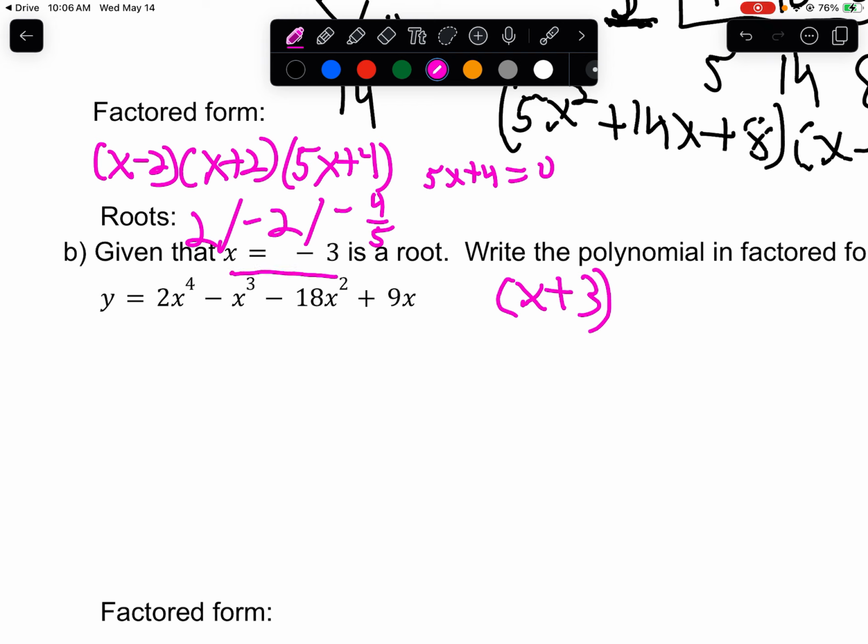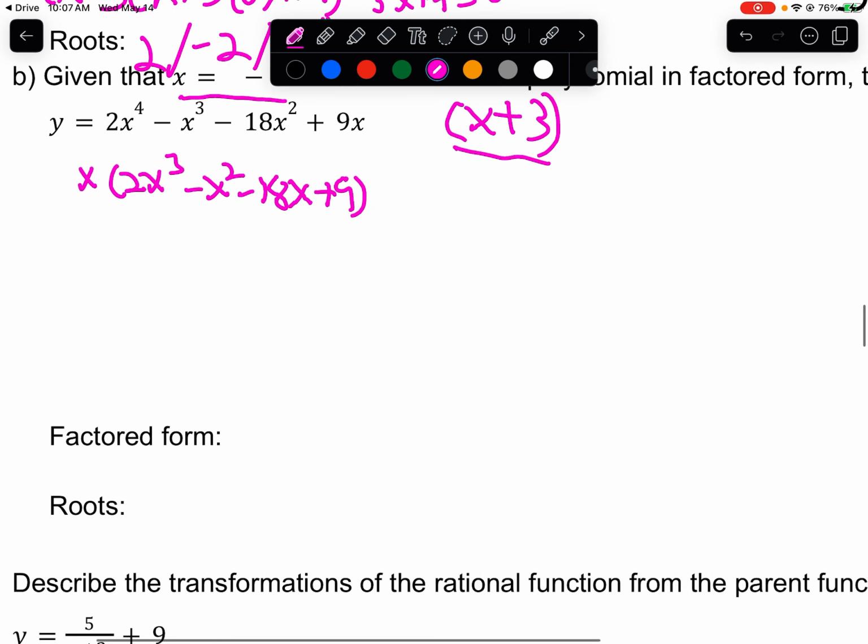All right, so what do I mean by that? You can pull an x out. And then we get 2x cubed minus x squared minus 18x plus 9. All right, and now I'm going to divide x plus 3 into that. So here I go with my synthetic. It's going to be 2, negative 1, negative 18, and 9 across there.